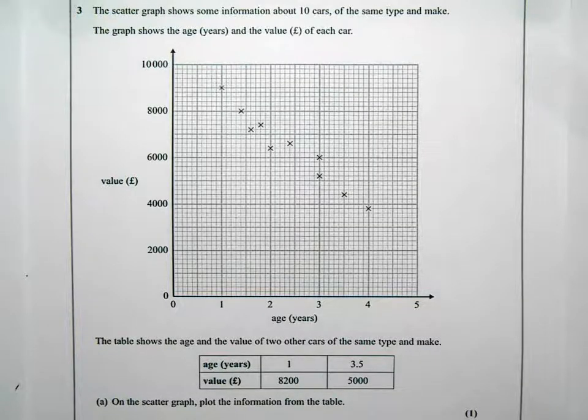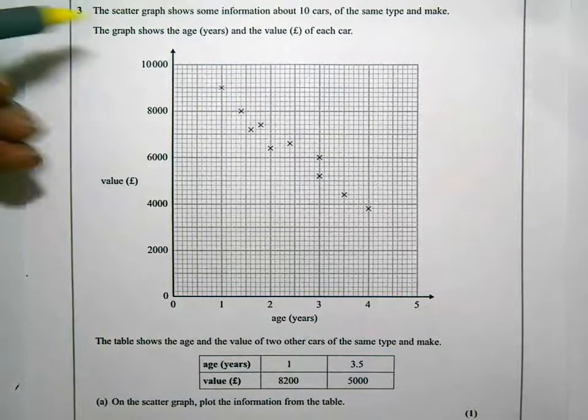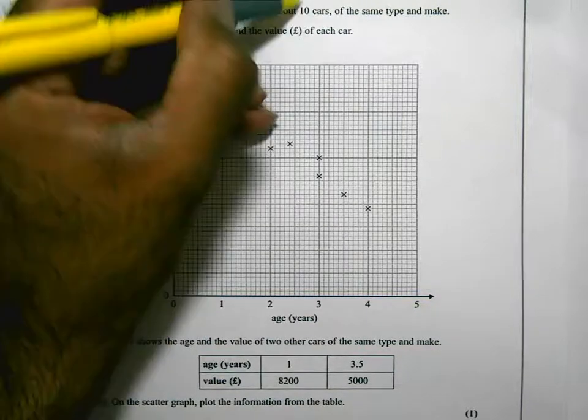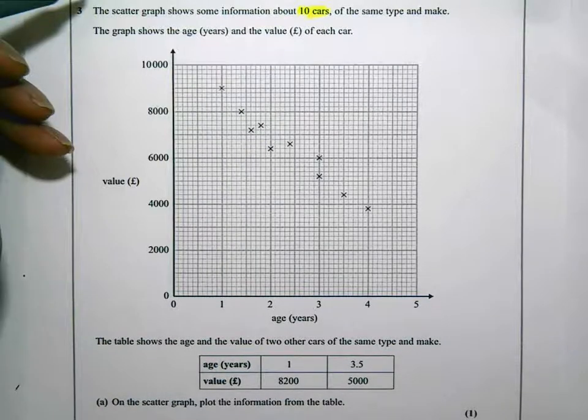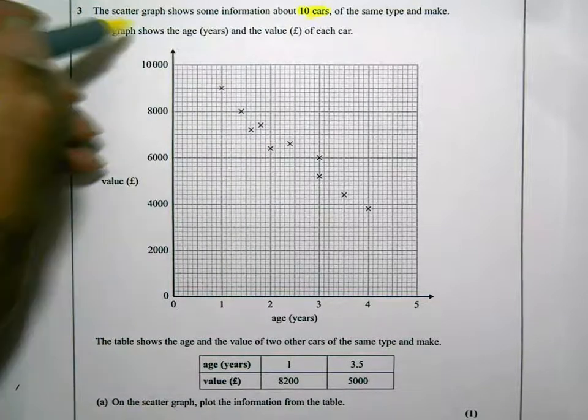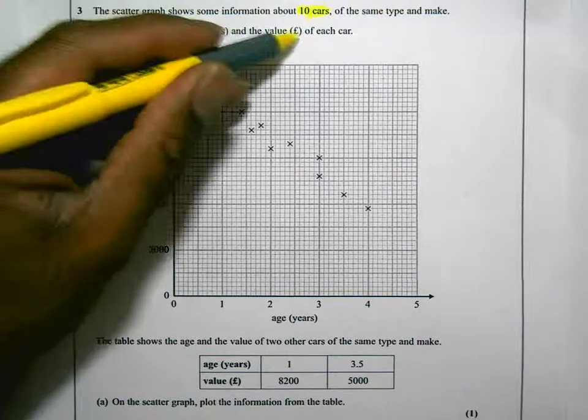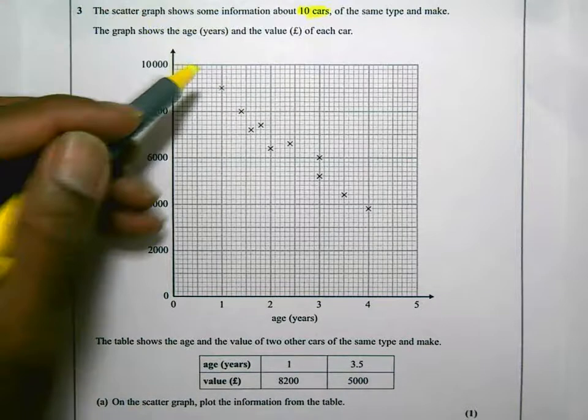This is question 3 on the Higher June 2013 calculator paper. This question is clearly a scattergraph question, so let's read through it first, making a note of what they're asking us to do. It says the scattergraph shows some information about 10 cars of the same type and make. The graph shows the age in years and the value in pounds of each car. So there should be 10 crosses there.